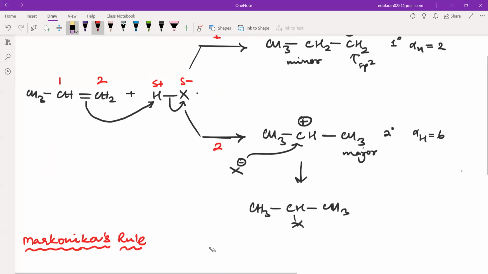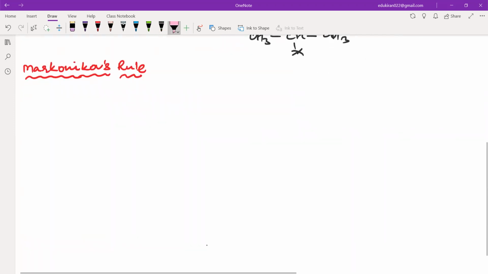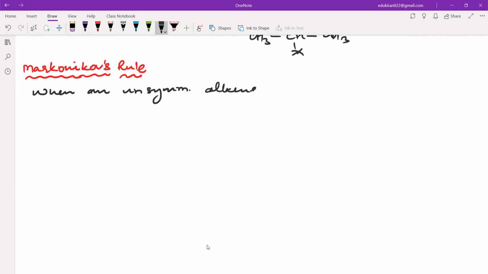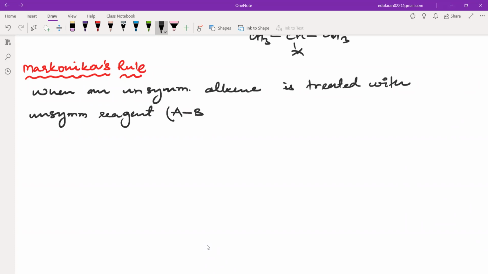So when you have an unsymmetrical alkene, the reagent should also be unsymmetrical. It means that there should be a delta positive part and a delta negative part. So Markovnikov's rule states that when an unsymmetrical alkene is treated with an unsymmetrical reagent, the unsymmetrical reagent will have two different atoms or two different groups of atoms, which have a specific positive and a specific negative part.